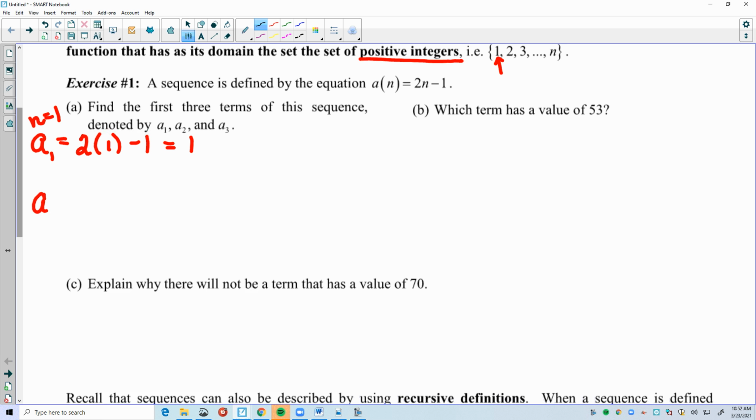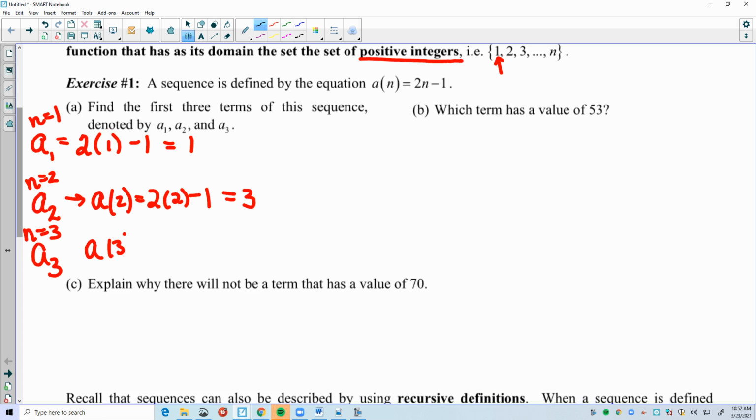Now my second term, a sub 2, keep in mind n is now 2. Okay, so that's going to say I need to find 2 times 2 minus 1. So 2 times 2 gets me 4, 4 minus 1 gets me 3. And a sub 3, keep in mind if I'm doing that, that means my n value in that formula is 3. So now I have 2 times 3 minus 1, which when we simplify gets me 5.